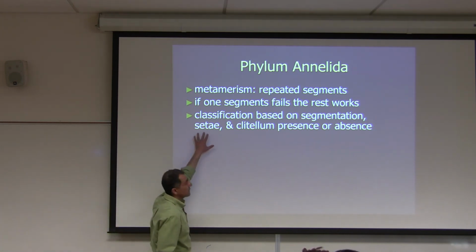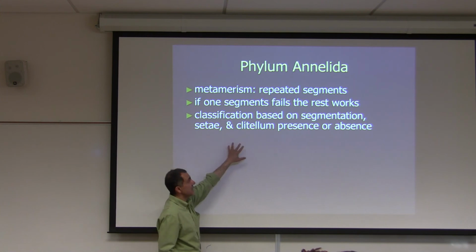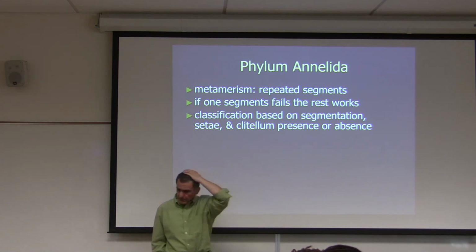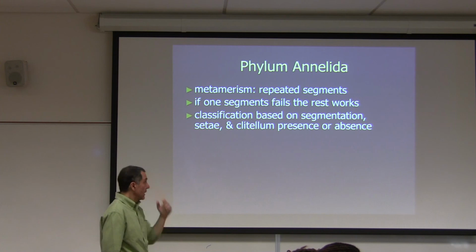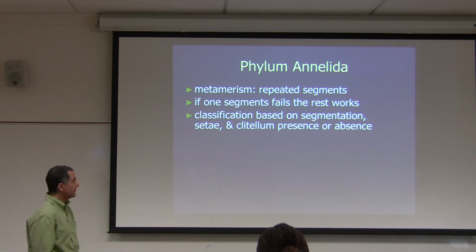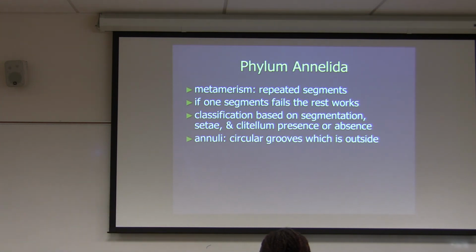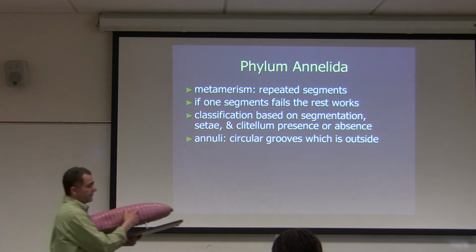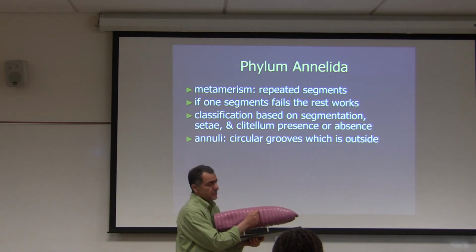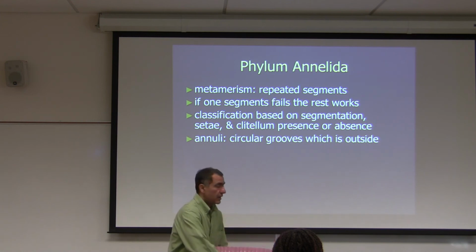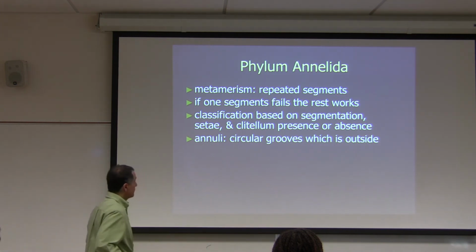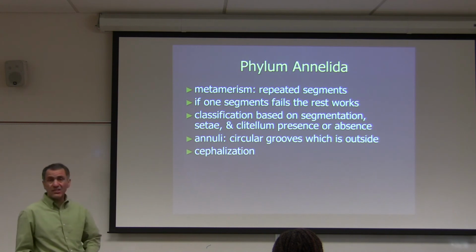Setae are those hair-looking structures, and the clitellum is used for reproduction. Classification is also based on the presence or absence of a clitellum. Annuli are the rings between each metamere, which I mentioned a little bit in the past. These grooves between each metamere are called annuli. Grooves outside are annuli.